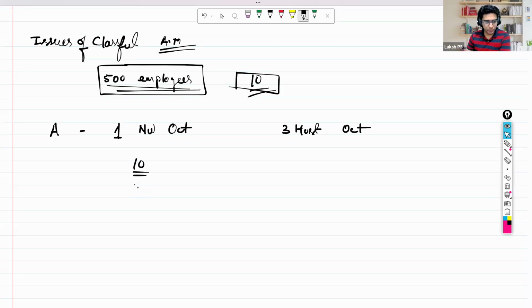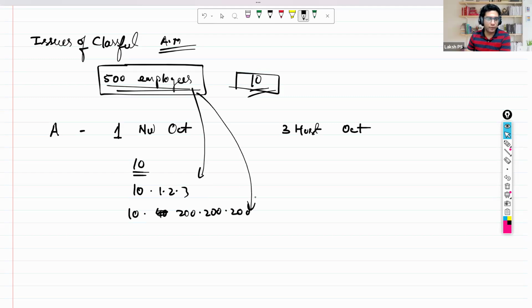So your network octet is constant. Any IP address like 10.1.2.3 can be given to one of the employees. 10.200.200.200 can also be given to one of the 500 employees. However, we have three host octets.